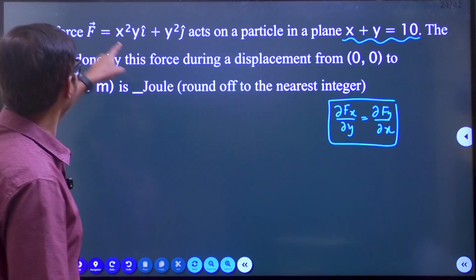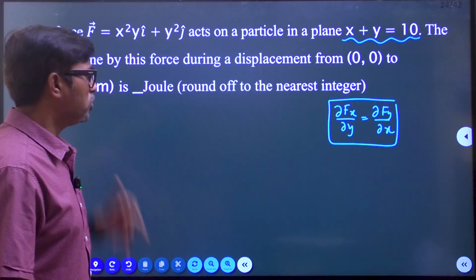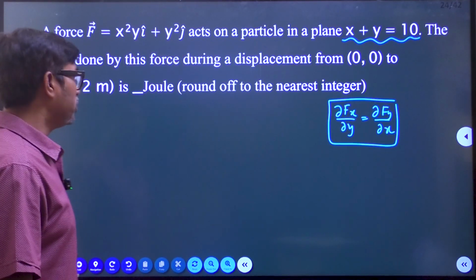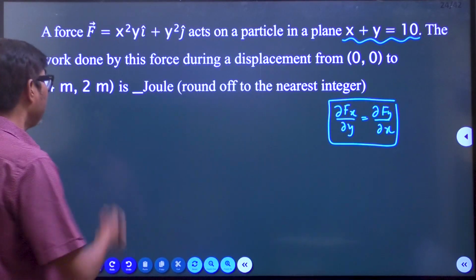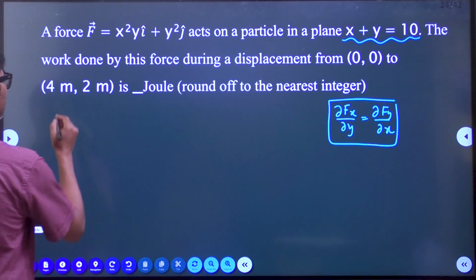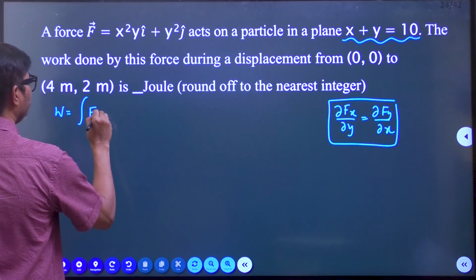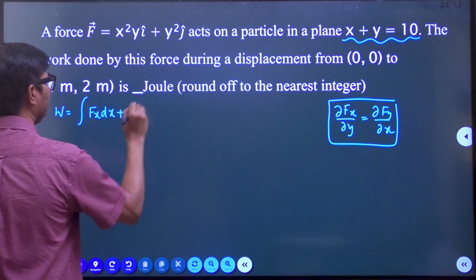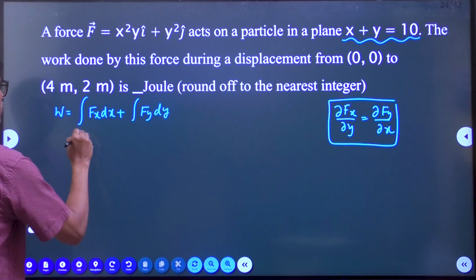But here it is not a conservative force. If you do dou fx by dou y, you will get x square, but dou fy by dou x will give you 0. So it is not conservative, which means I have to follow the path and solve it. Anyway, how do I solve it? Let's see. Work done equals integral fx dx plus integral fy dy from the initial position to the final position.